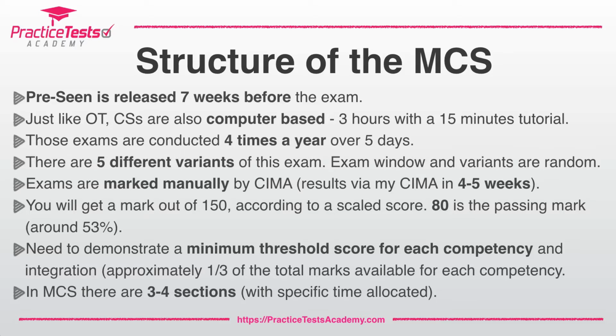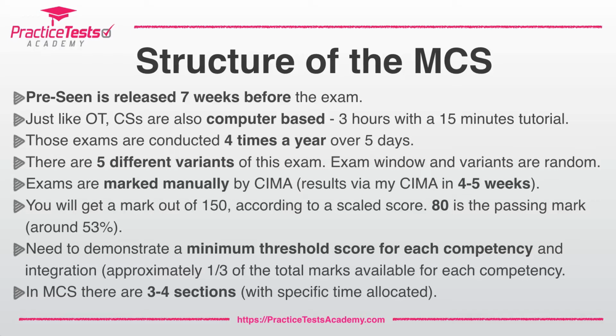So for example, if you are going to sit an exam at the same time as your friend in the same room, there's a big possibility that you are going to have a different variant, which basically means you are going to have a different set of questions. Exams are marked manually by CIMA, so therefore you cannot get the result straight away. You need to wait around 4 or 5 weeks, and the results will be given to you under My CIMA. The total number of points that you can get is 150. Your result will be scaled.